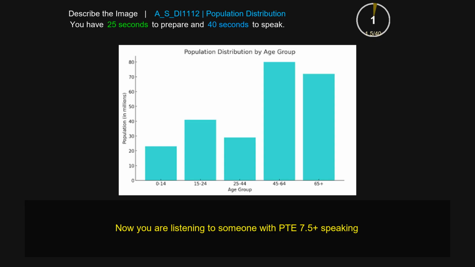The image gives information about population distribution by age group. In the image we can see age groups from 0 to 14 to 65 plus, and population in millions from 0 to 80 million. Overall, the picture shows the highest population is 45 to 64, at 80 million, and the lowest population is 0 to 14, at 20 million, and in the center, 25 to 44 is 30 million. Thank you.